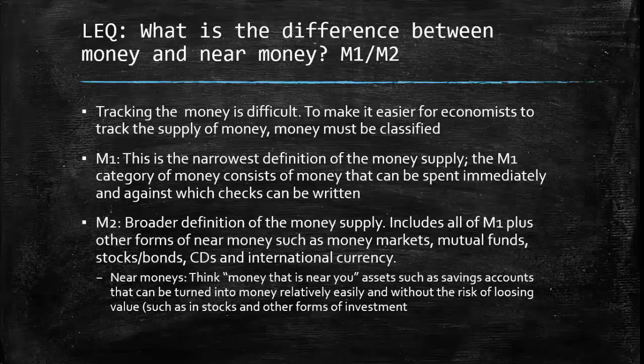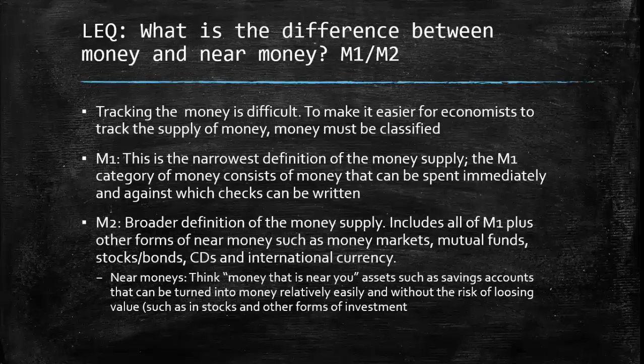It is simply money that can be spent immediately and against which checks can be written. So think about your checking account. Think about the cash you have in your pocket. Think about the coins you have in your piggy bank at home. That is M1 money.